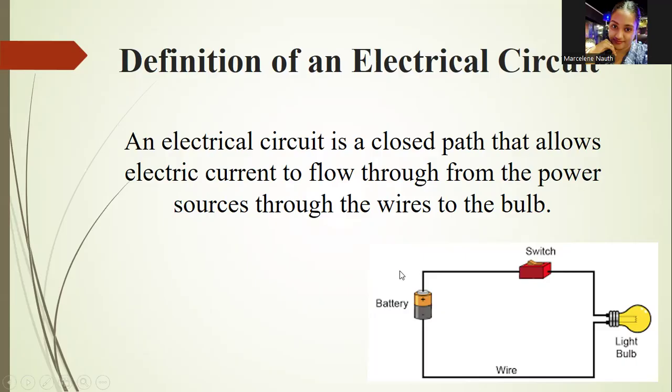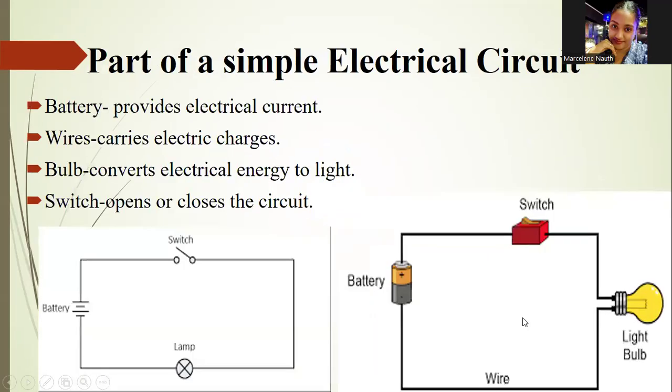Now, can anybody guess or tell me what they think is the power source? Very good. Excellent. The power source is the battery. So the current is going to flow from the battery through the wires, then it's going to go to the bulb. But then we have this little switch here. Can you think what this little switch would do? Oh, it's going to turn the bulb on and off. Okay, good. Now let's go to the parts of an electrical circuit.